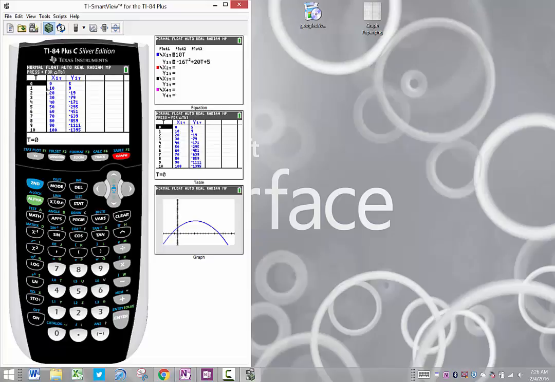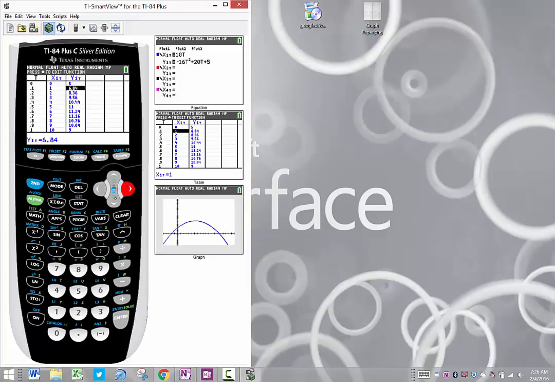I would want to change my table, so I'd want to go to table set, and maybe start at 0 seconds and go by increments of 0.1 seconds so I can get a better view of what this is doing, because it's over within the first 3 seconds really. And you can see how at 0.1 seconds I'm at 1 foot in the x and about 6.84 feet high.